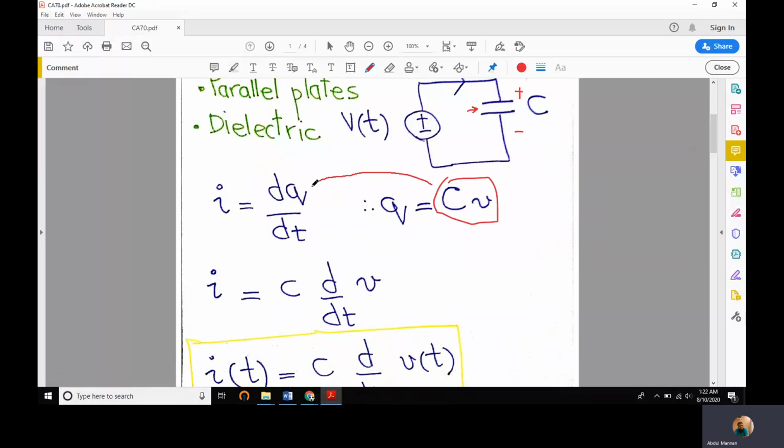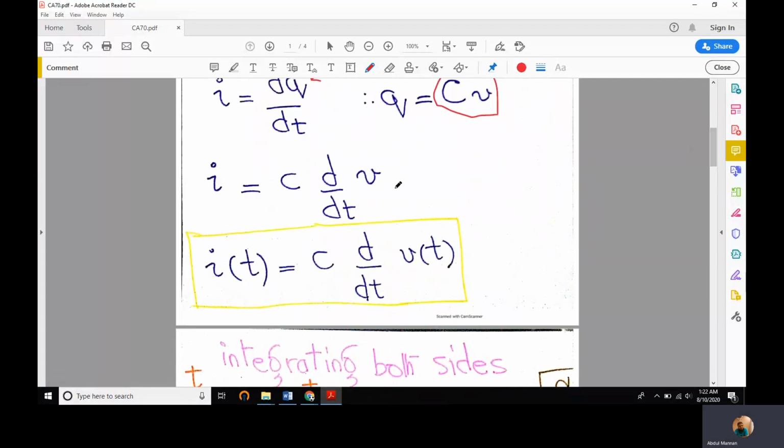C is not a function of time, it's a constant quantity. Therefore, we can write C outside of the derivative term, and then the time derivative of V. This V is V of t, because V is a function of t. So if V is a function of t, I must also be a function of t, and it is written like this: I of t is C times the time derivative of the voltage. This V is the voltage drop across the capacitor, V sub C, and this I is also I sub C, the current flowing through the capacitor.